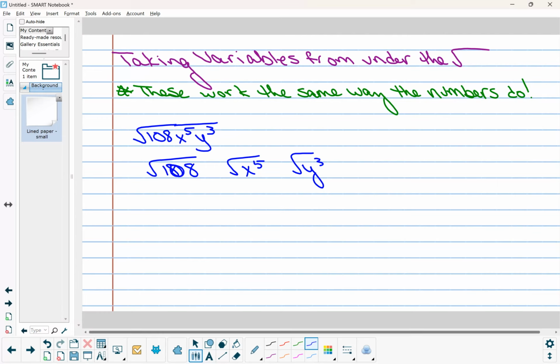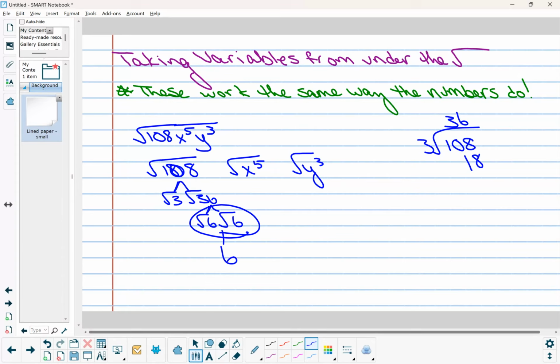What goes into 108? I think 3 does. So I'm going to find that out the long way. 3 goes in here, 3 times 6 is 18, so 36. So I got a root of 3 and a root of 36. The root of 36 is a root of 6 and a root of 6. So I can circle those and get a 6 out of there and have that 3 left over.